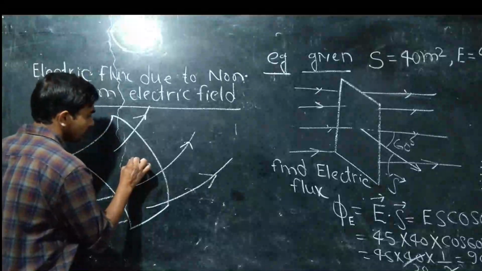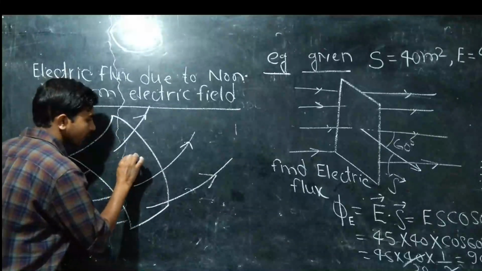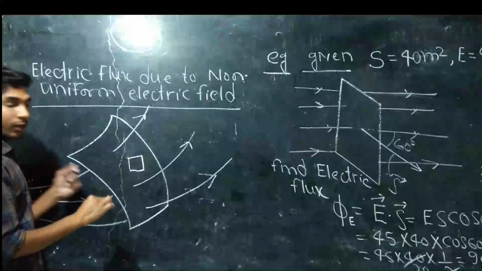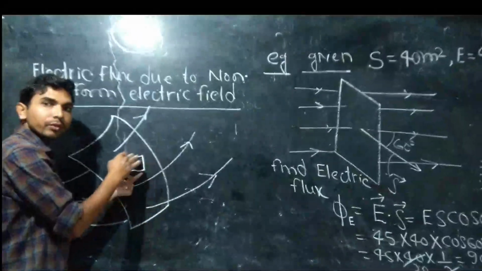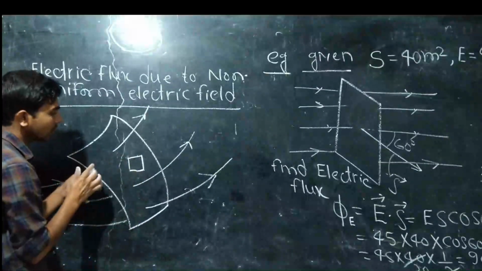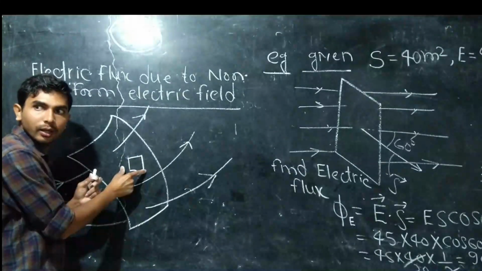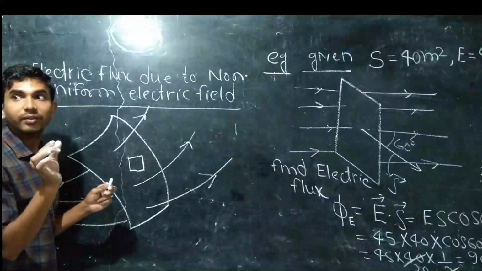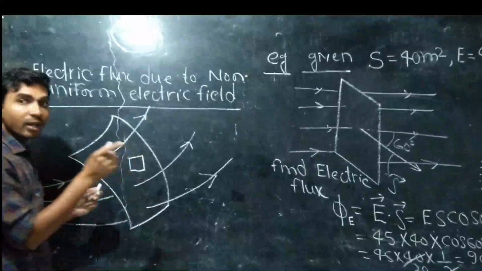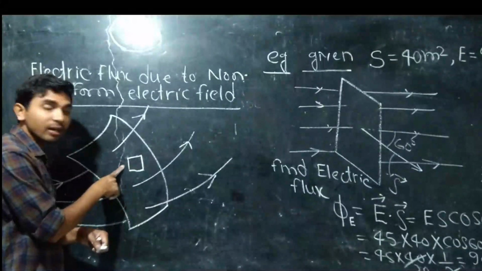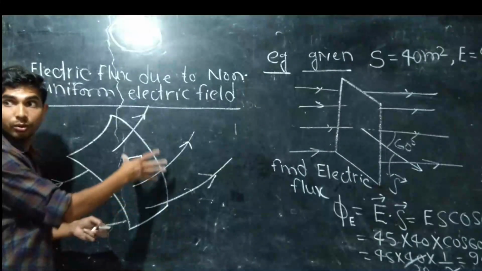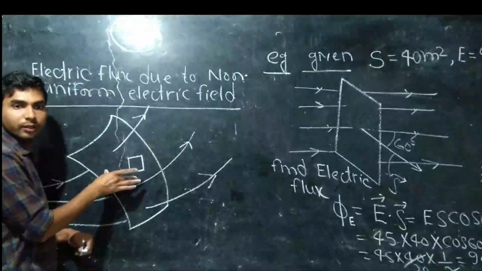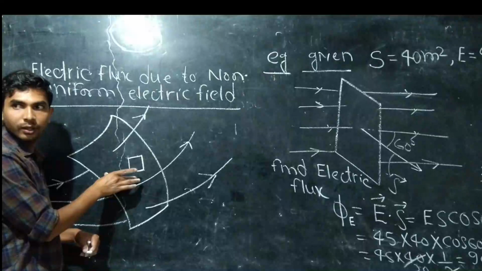Suppose I consider a very small area here. So to find the electric flux through this complete area, we have to calculate the electric flux through a small area. For this small area, we are able to consider the electric field as constant. And then by integrating this electric flux, we are able to calculate the electric flux through the entire area, right?